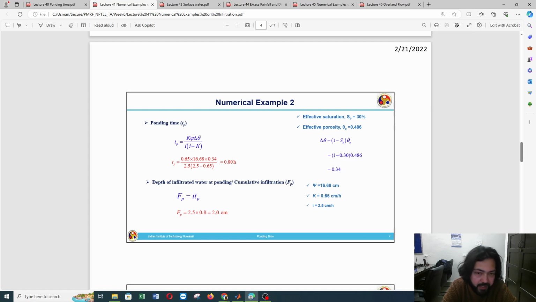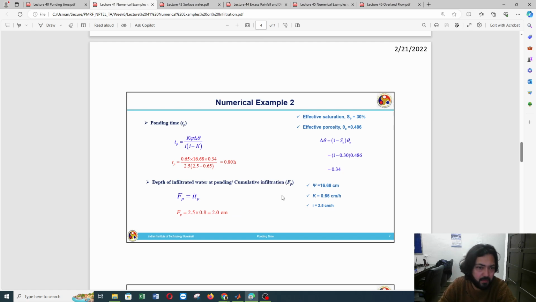Now that we have calculated Δθ, we are going to substitute the values in the equation of time of ponding. Here they are substituted and they have calculated the ponding time as 0.80 hours. The next thing asked was the depth of water infiltrated, that is cumulative infiltration, which is nothing but the product of ponding time and rainfall intensity. We have ponding time as 0.80 hour, and the intensity of rainfall is 2.5 centimeter per hour. The product would be our cumulative infiltration, which is 2 centimeter.